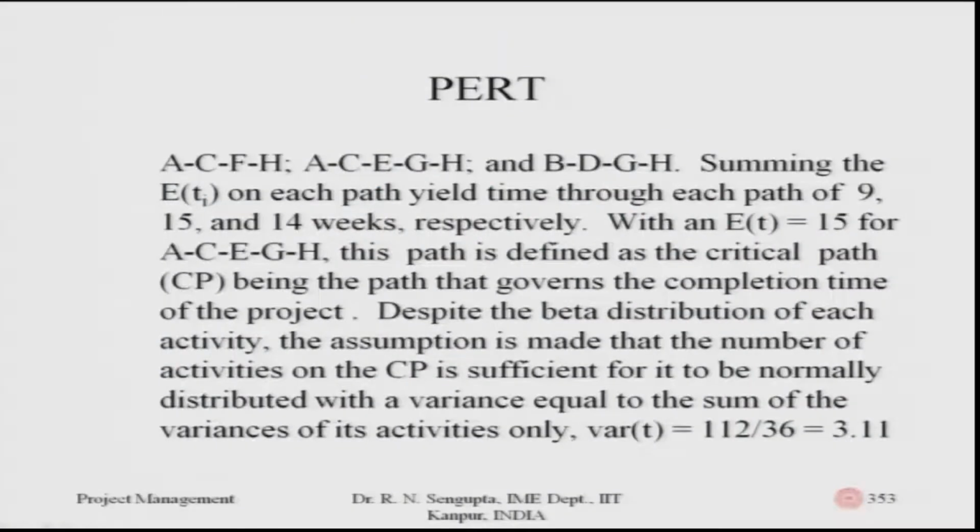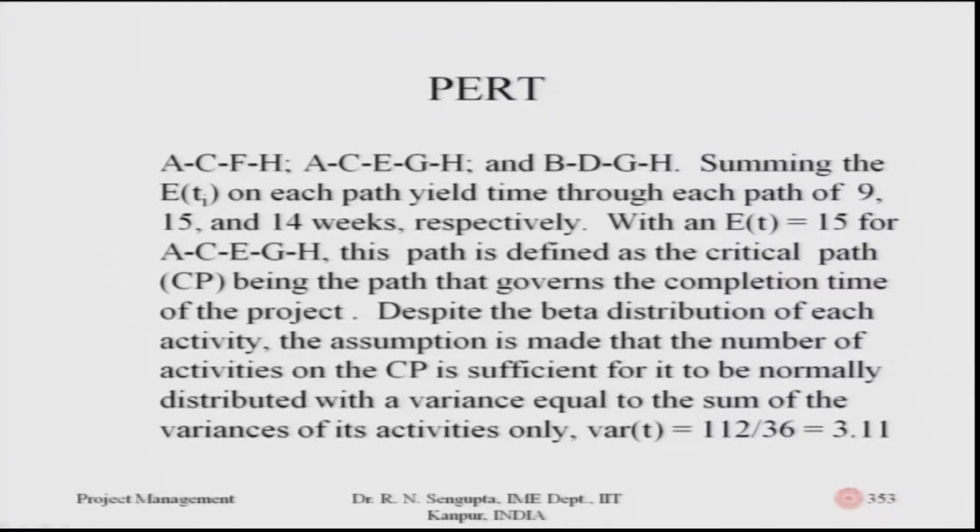So, ACFH, ACEGH, BDGH. If you sum up the expected value on each path, the time durations are given as 9, 15 and 14 weeks, with the expected value ET of 15 for the ACEGH path. So, this path is defined as the critical path as I mentioned. Despite the beta distributions which you have for each activity, the assumption is made that the number of activities in the critical path is high, hence we are able to use the central limit theorem.